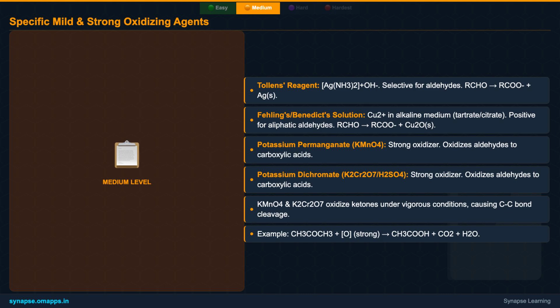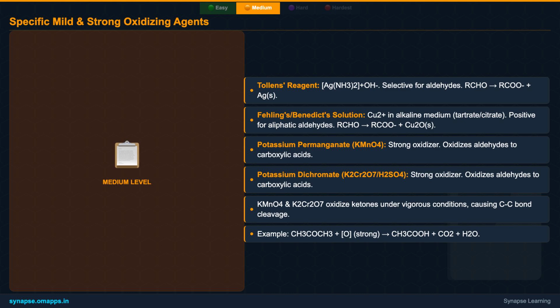Fehling's solution, a combination of copper sulfate and alkaline sodium potassium tartrate, also targets aldehydes, producing a distinctive red precipitate of cuprous oxide. Benedict's solution is quite similar to Fehling's, using sodium citrate instead of tartrate, and serves the same purpose. These reagents are not just lab curiosities, they are vital in biochemistry for detecting reducing sugars, which inherently possess aldehyde groups.